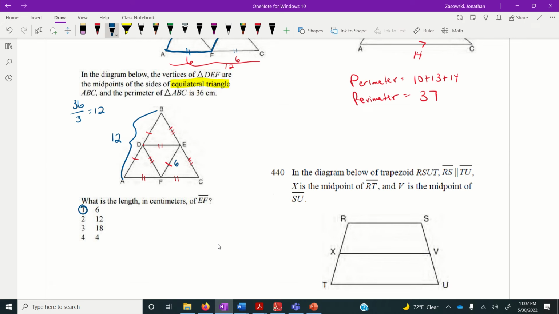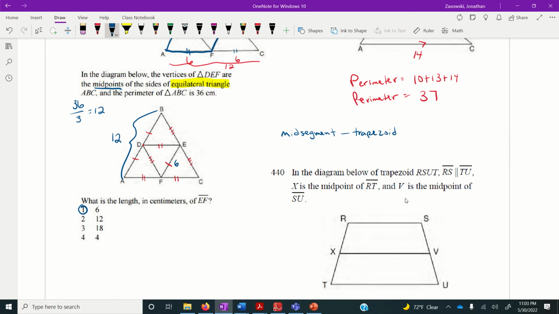Okay, so key thing, we noticed midpoints, which led us to know that this is going to be a midsegment. Once it told us it was equilateral, we just needed to get the length of AB and then take half. Okay, the other one is going to be a midsegment, but this one is going to be in a trapezoid.